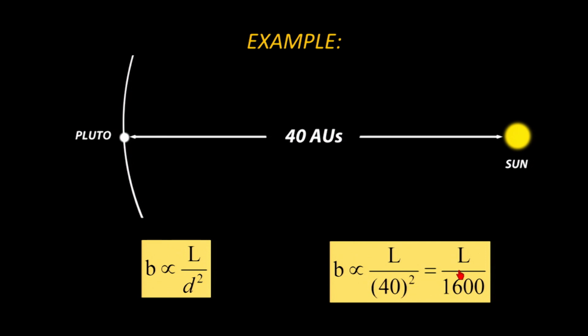So what that means is an astronaut standing on the surface of Pluto would see the Sun appear to be 1600 times fainter than somebody standing on the Earth looking at the Sun. So the appearance of brightness follows this 1 over the square of the distance relationship. And so this would allow us to speculate.